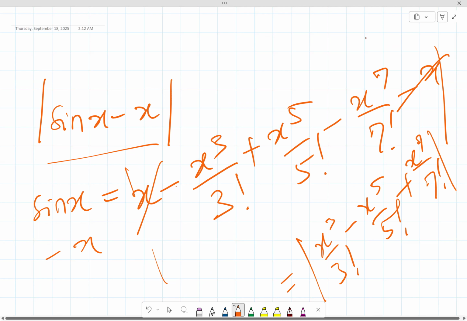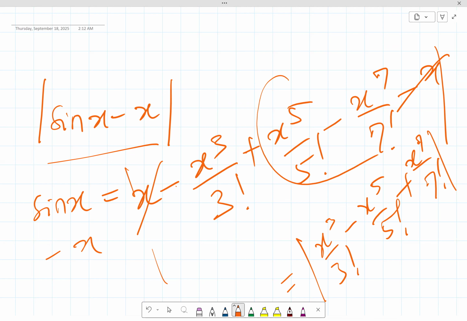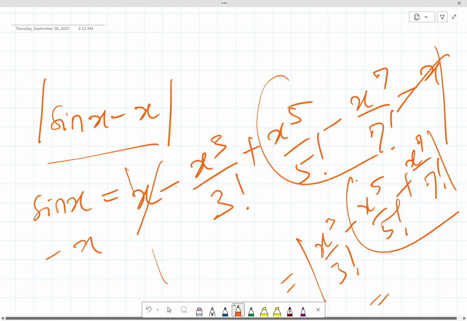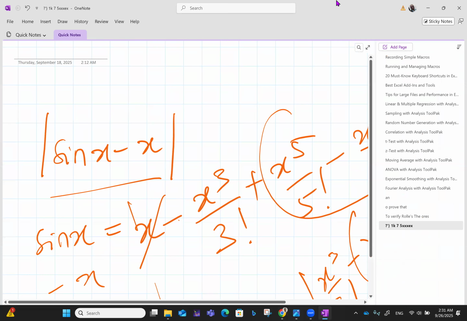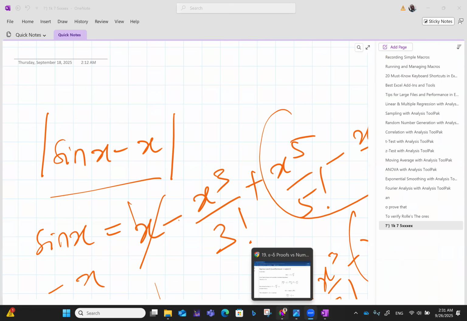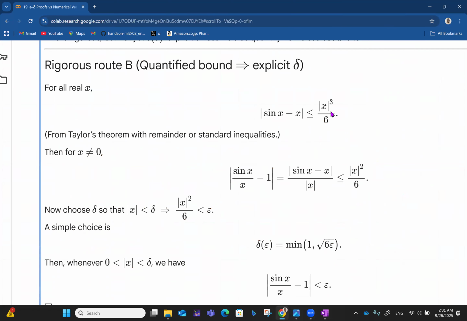And that is exactly why, if we truncate it here, we now have the absolute value of x raised to power 3 over 3 factorial, and 3 factorial is 6, okay? And that is why we have that expression we have on that page. So that is why the absolute value of x raised to power 3 over 6 is coming from.